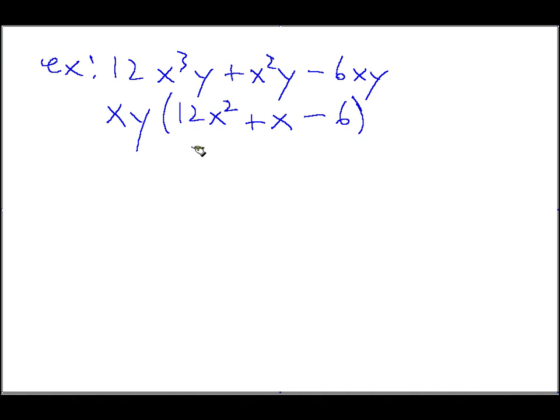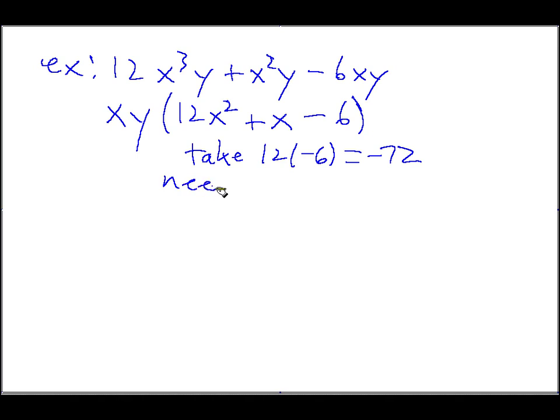All right. So let's take 12. Let's take the first number times the last number. 12 times what? The last number is what? Negative 6. 12 times negative 6, which is what? Negative 72. All right.